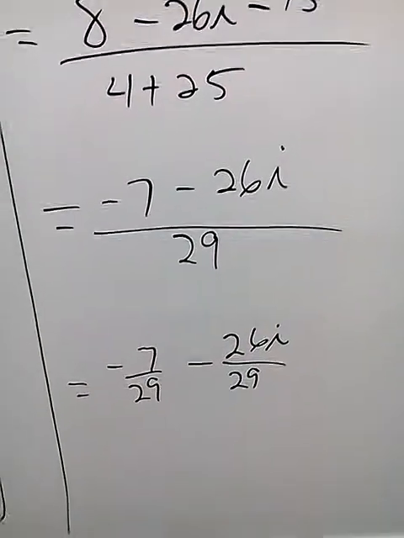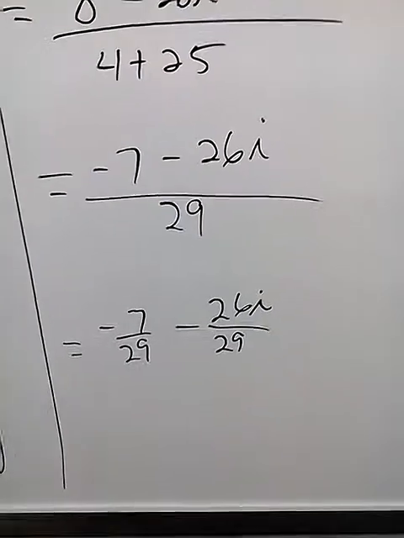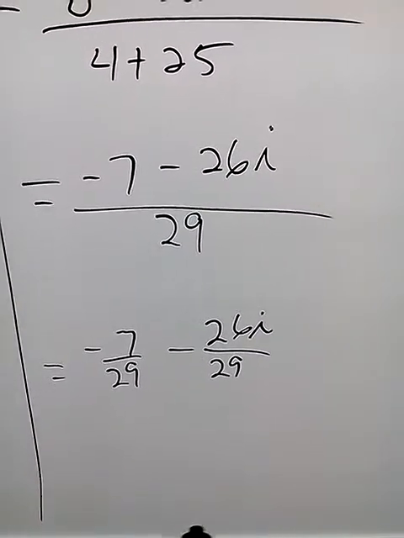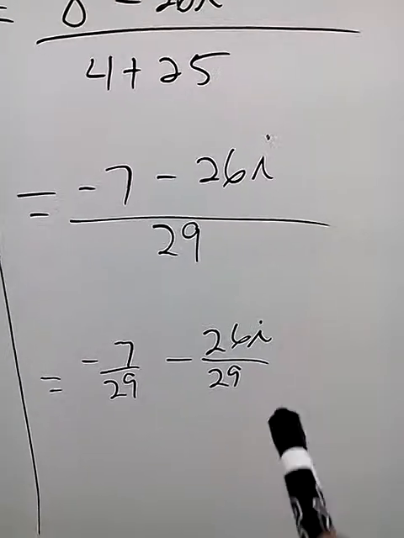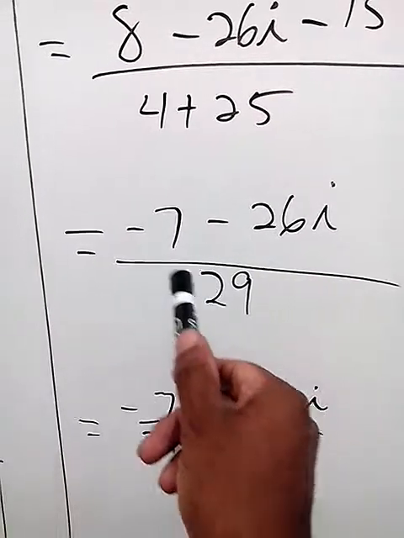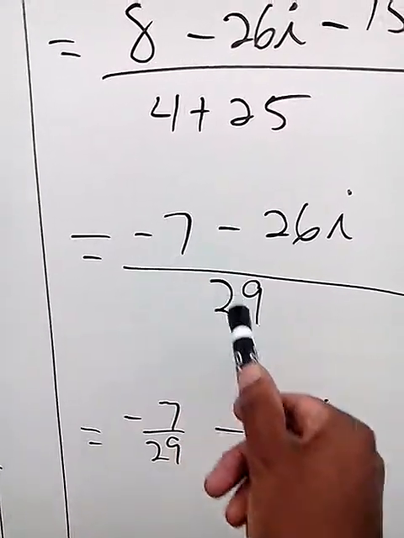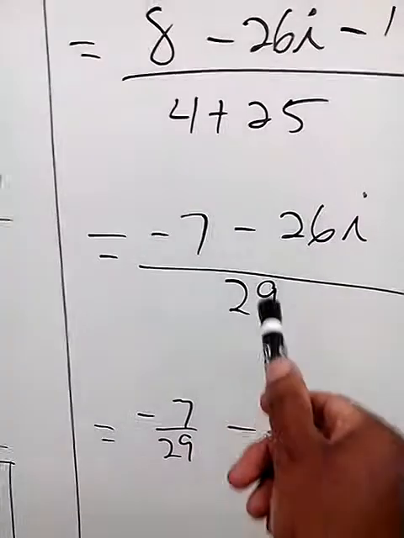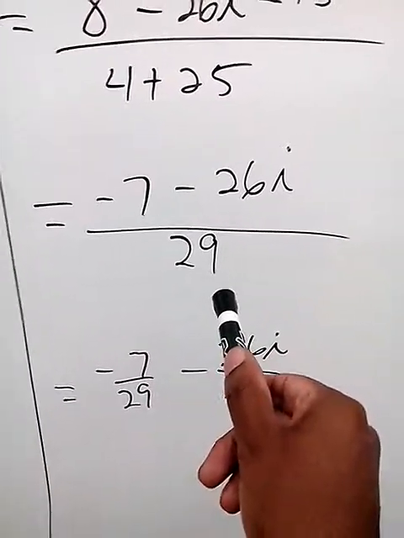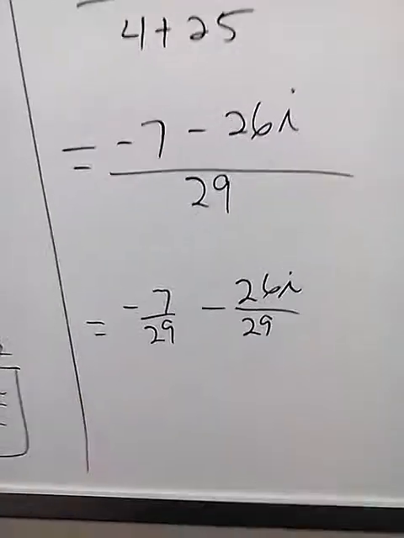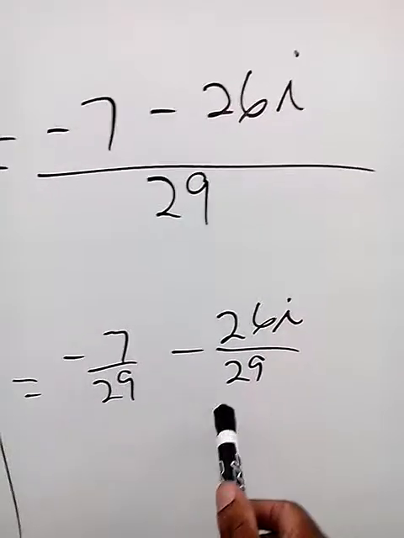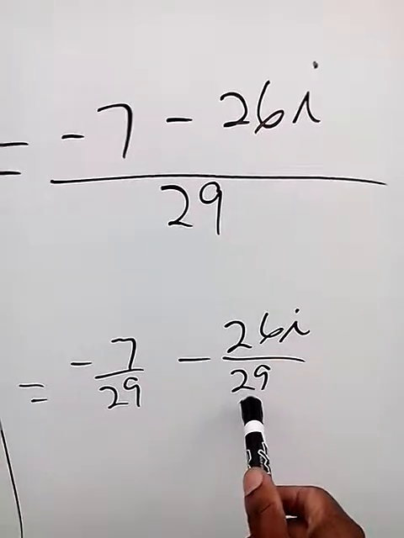But we have to leave our final result as a constant plus the imaginary number. So in this case, negative 7 divided by 29 minus 26i divided by 29. And we have to leave our final result in this form where we have the constant minus our imaginary number.